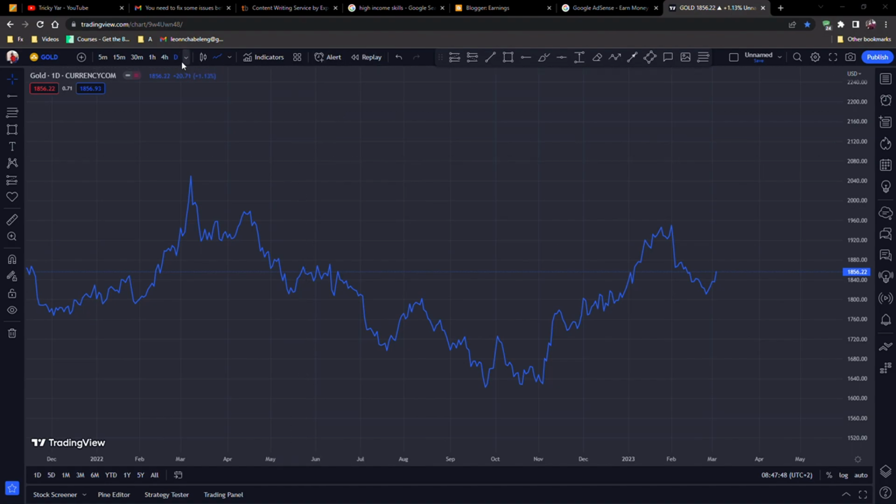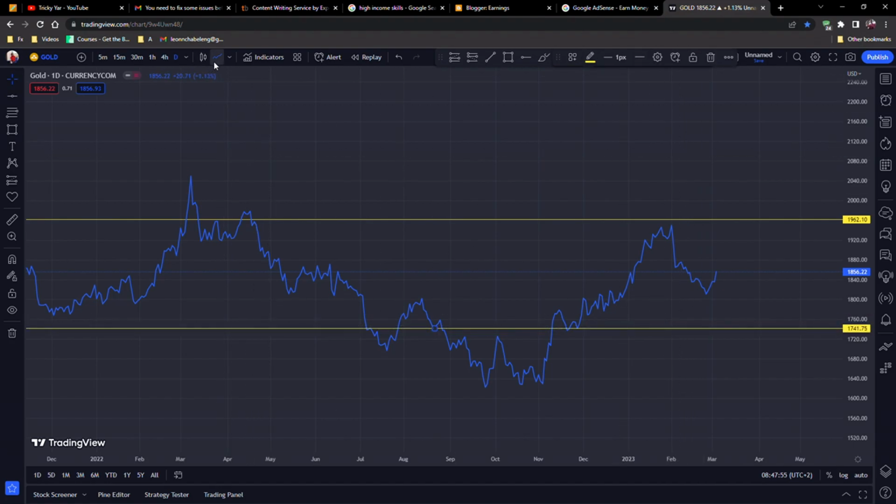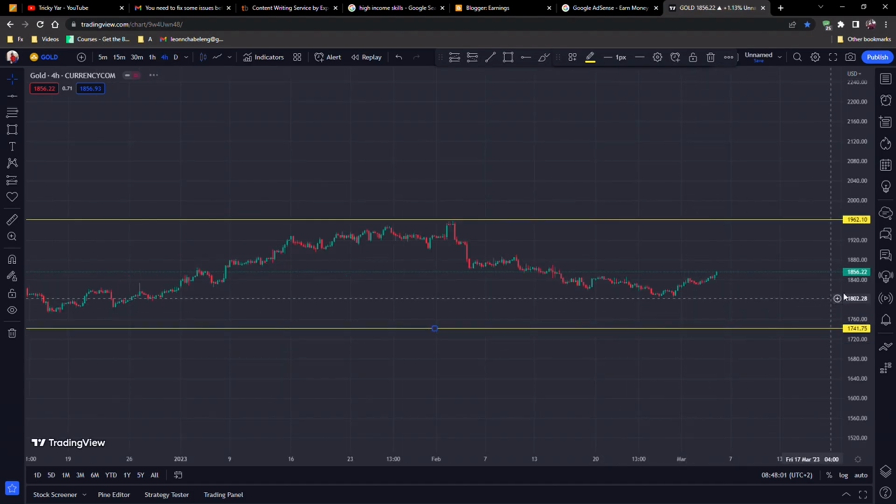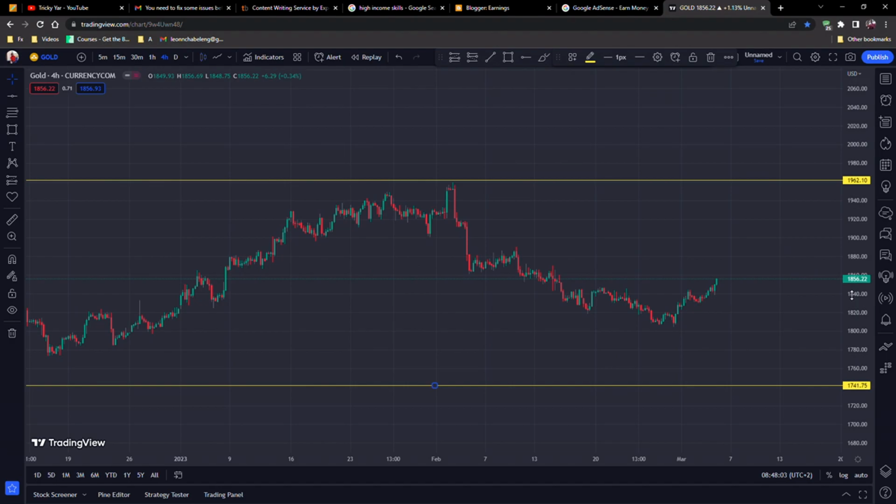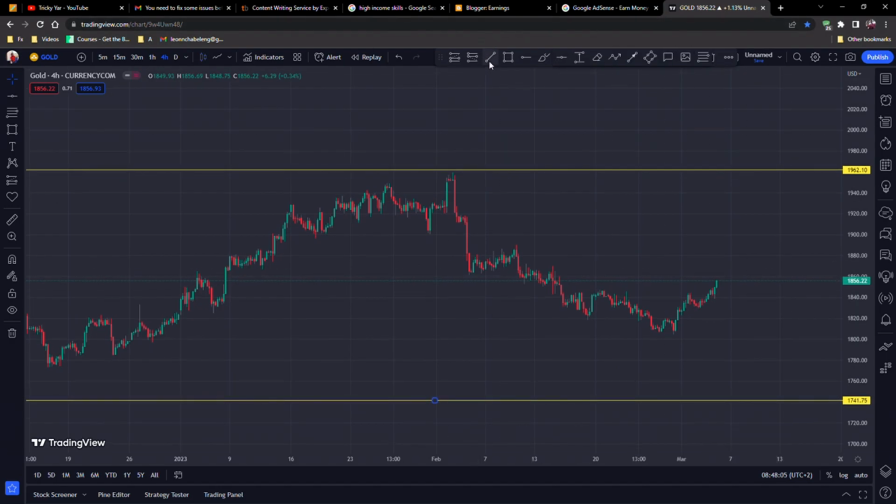Taking a look at gold, and again we're gonna plot our weekly high and our weekly low. Just a reminder that we are currently on the daily time frame on the line chart. Now we're going to go to the candlestick chart on the 4-hourly time frame, and then in the candlesticks on the 4-hourly time frame, yeah, that's gonna plot our weekly high and low.